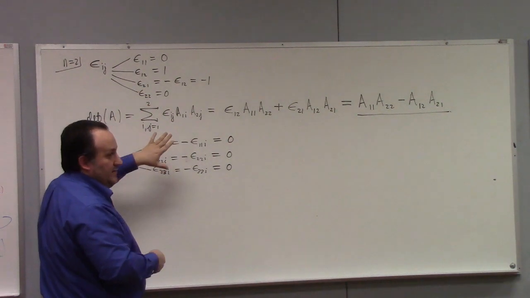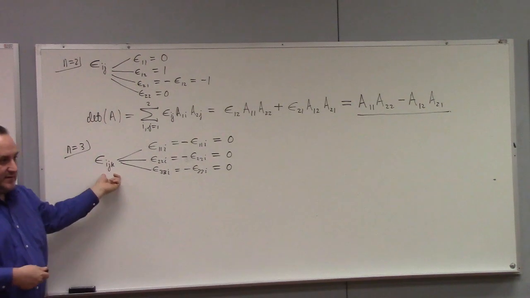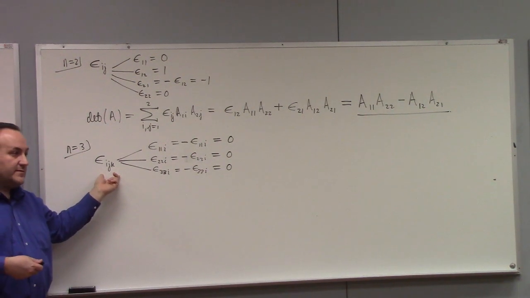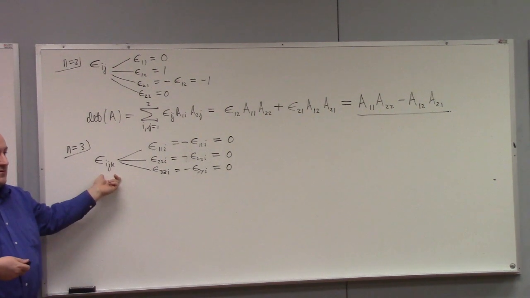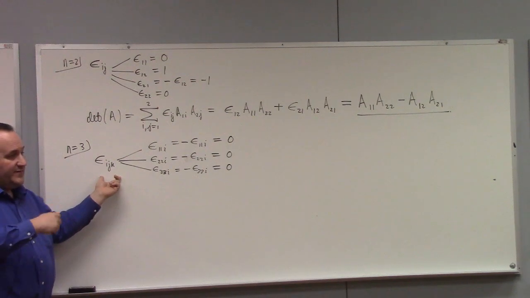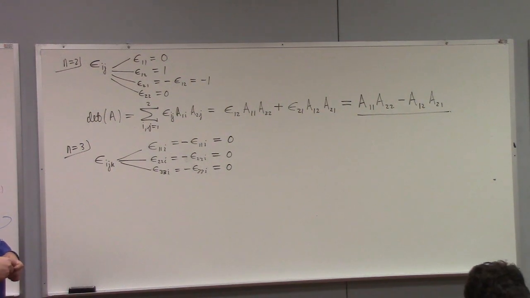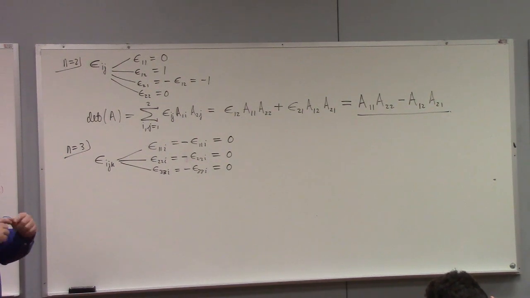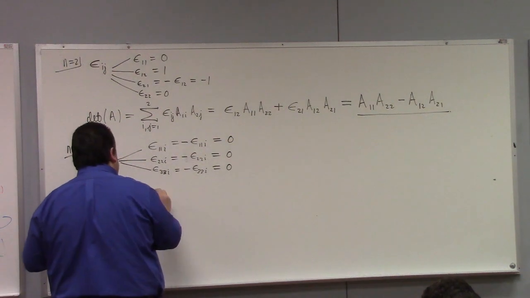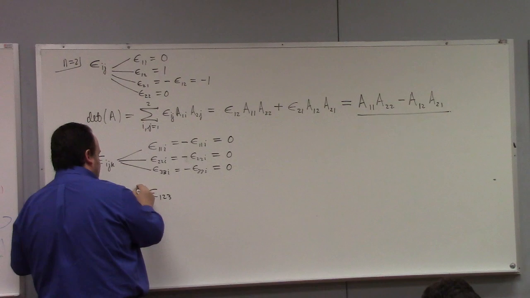For 3, there's a lot more. How many values do 3 indices have? If they range over 3 things, 3 times 3 times 3, there's 27 things to consider here. So I'm not going to write them all out. I'm just describing that we have 0 if any 2 of these are repeated. The only way you can have non-zero for 3 indices is for all 3 of the indices to be distinct. So epsilon 1,2,3 is by definition 1. That's the definition.